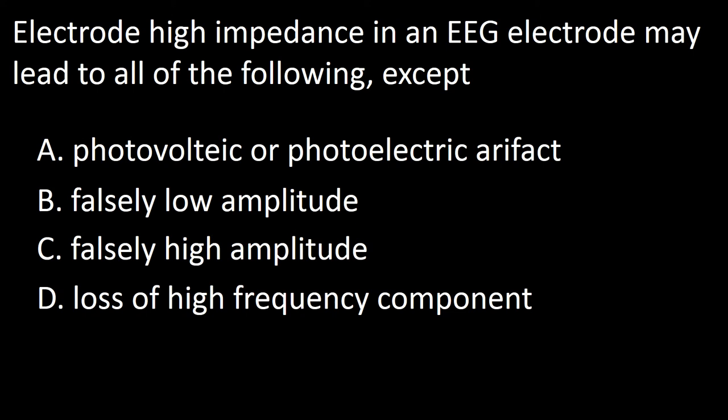Next question. Electrode high impedance in an EEG electrode may lead to all of the following except: A. Photovoltaic or photoelectric artifacts, B. falsely low amplitude, C. falsely high amplitude, D. loss of high frequency components.